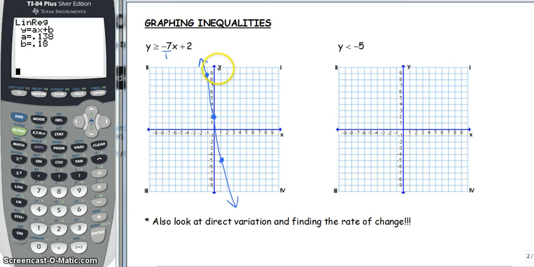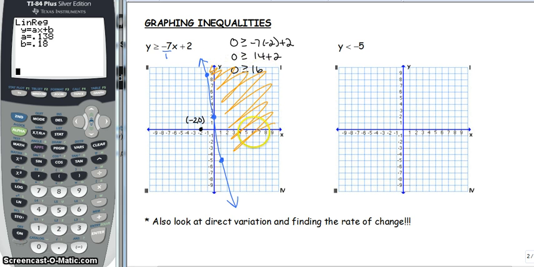Now, greater than or equal to, I've got to figure out which way I'm going to shade my line. Am I going to shade it to the right or to the left? We could use a test point, but 0, 0 is kind of iffy, so let's just go over to negative 2, 0. Our y is 0, greater than or equal to negative 7 times negative 2 plus 2. So that's 14 plus 2. 0 is greater than or equal to 16. That's not true. So that point's not going to be true, which means we are going to shade everything to the right of our line.